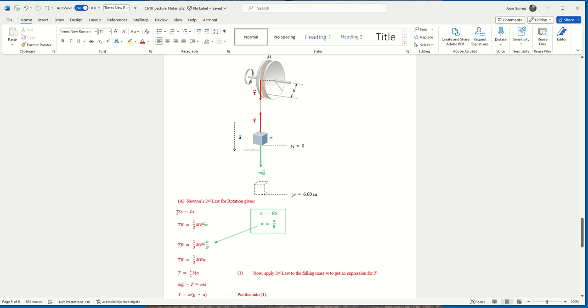So Newton's second law for rotation: the sum of the torques equals I times alpha. Well, the torque is TR. Remember, it's force, which is T, the lever arm, which is R, and sine of the angle between them. Clearly the angle between them is 90, so TR sine 90, or TR times 1, or TR. So that's the sum of the torques. It equals I times alpha, which is 1/2 mr squared times alpha. We need to get the relationship between the angular acceleration alpha and the linear tangential acceleration a. Remember, a is r times alpha.